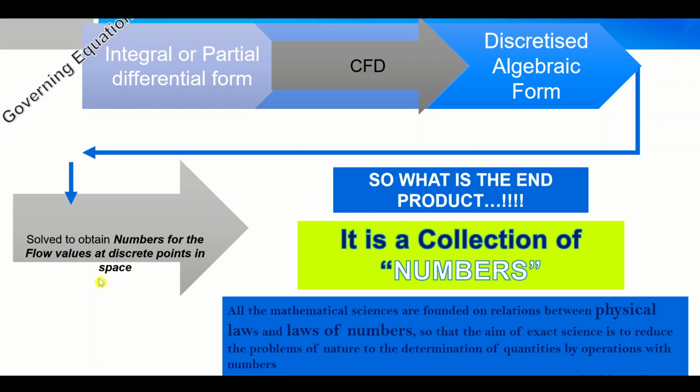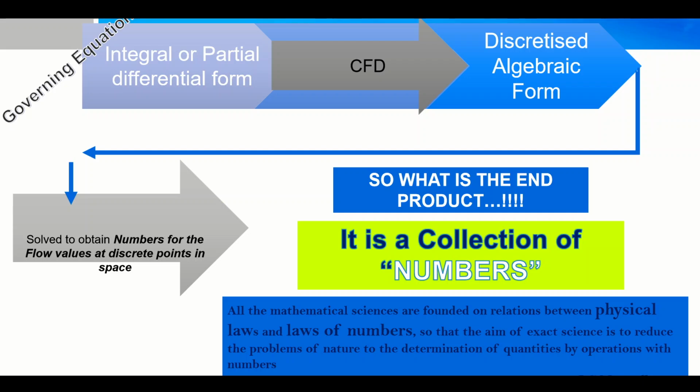in the space. So you consider a space where you have some fluid, and at each and every point in that particular space, the discretized equations are solved and they give you a number. That is the end product of a CFD solver. I mean, the CFD solver is giving you some numbers.